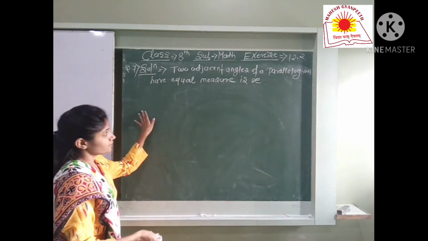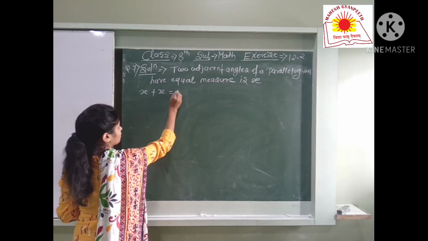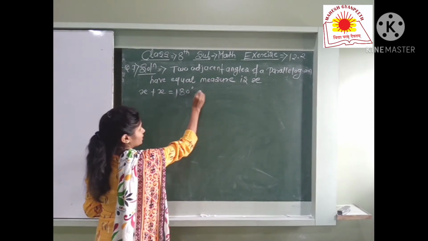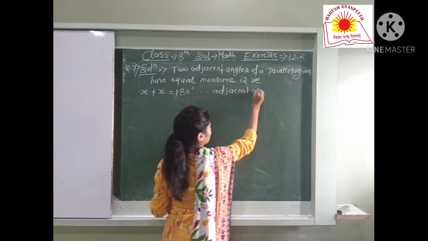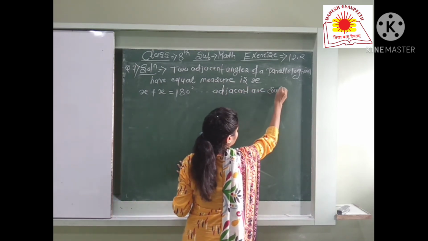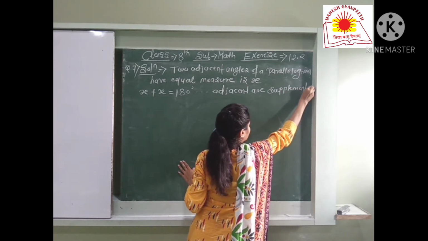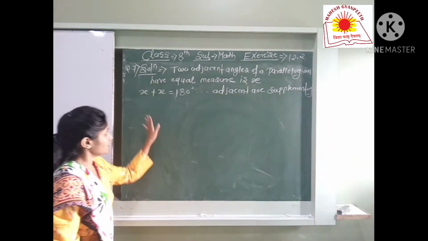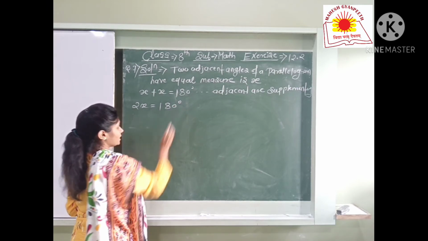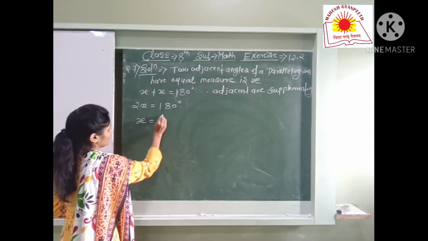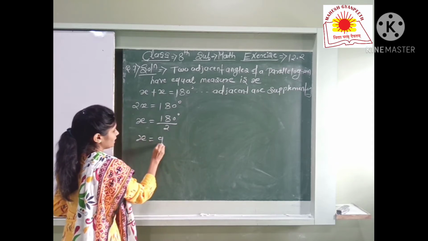See here. So x plus x is equal to 180 degrees. You have to give the reason also, and mention the reason: adjacent angles are supplementary. Okay, supplementary. Then x plus x is equal to what? 2x is equal to 180 degrees. So x is equal to what? 180 degrees upon 2. x is equal to 90 degrees.